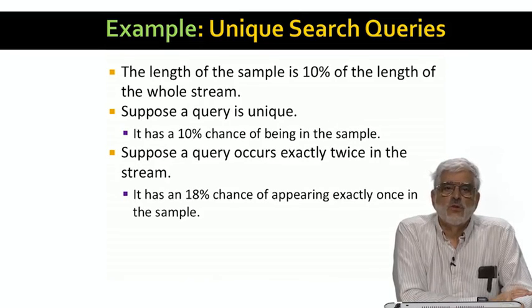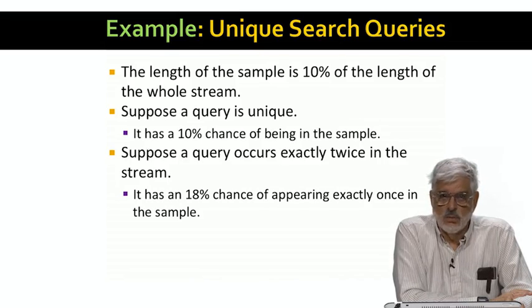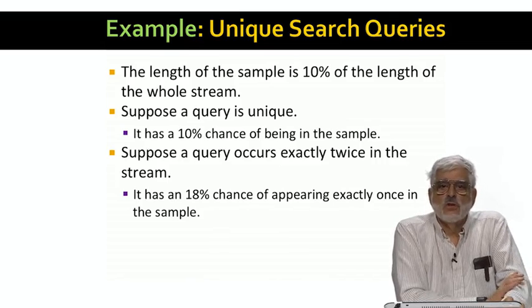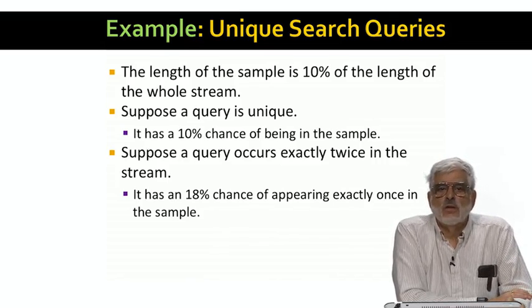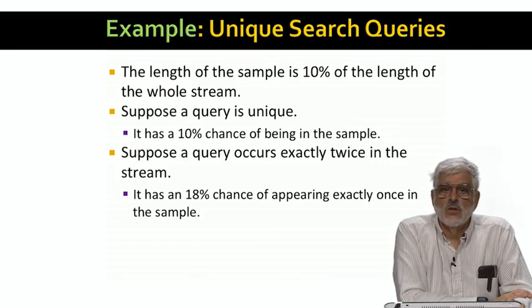However, suppose a search query appears exactly twice in the whole stream. The chance that the first occurrence will be selected for the sample is 10%, and the chance that the second occurrence will not be selected is 90%. Multiply those, and we have a 9% chance of this query occurrence being unique in the sample. Moreover, the first occurrence could not be selected, but the second is selected, and that's another 9% chance of a query that really occurs twice, looking unique in the sample. That's a total of 18%.